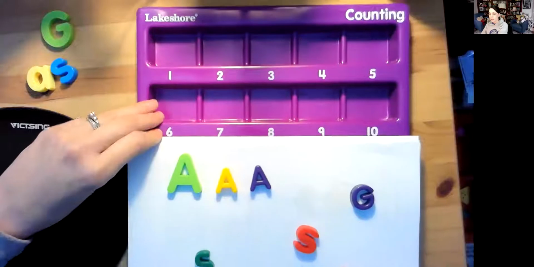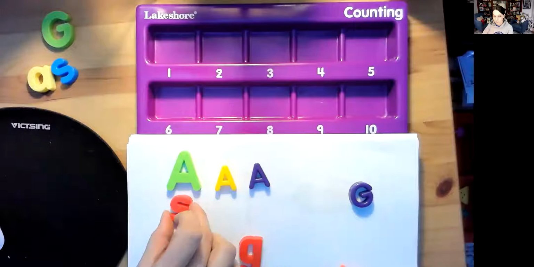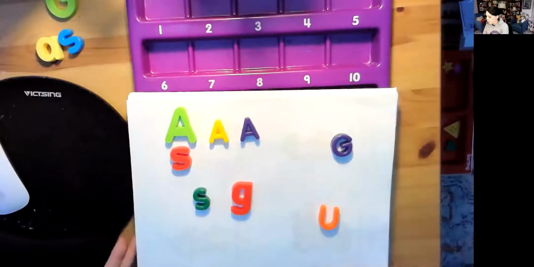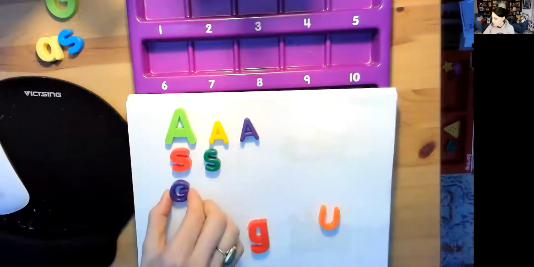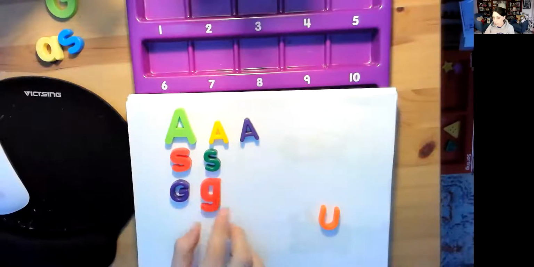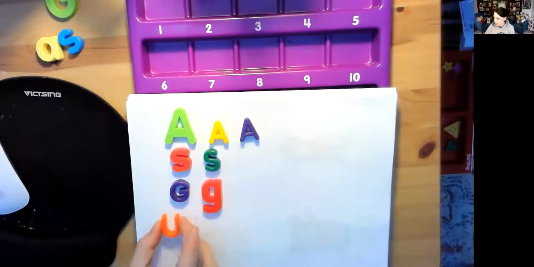So let's now do a different letter. Let's do S. I'm going to put my S's here. 1, 2. We have 2 letter S's, but we're not done. What other letter do you want to do? Let's do G. 1 G. And remember, that's the lowercase g, but it's still a G. We have 2 G's. And finally, how many U's do we have? Just 1.